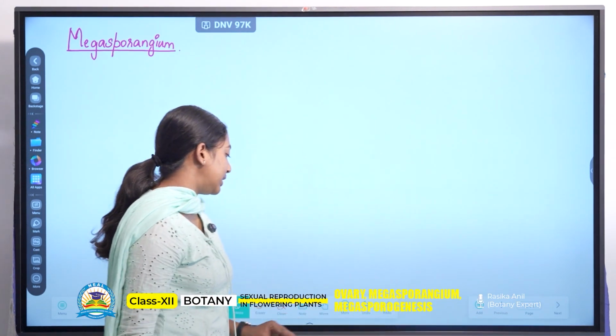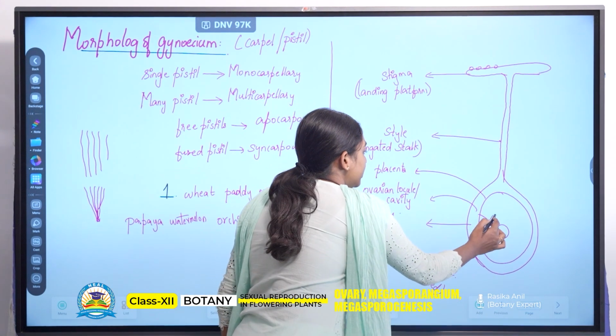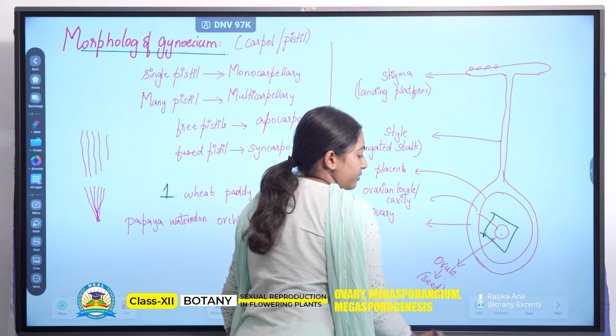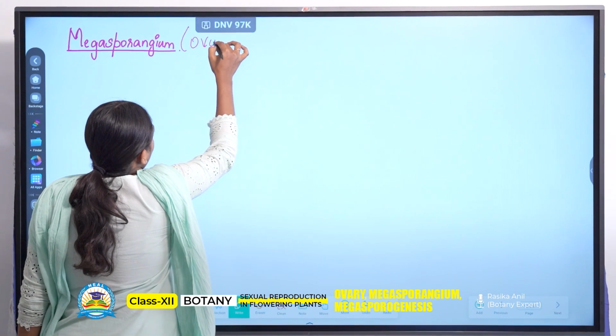Now let's move on to the Megasporangium. Megasporangium, understand, is nothing but your ovule, this part. This is what you are going to learn. Yes, so let's move on to Megasporangium. Megasporangium is my ovule.